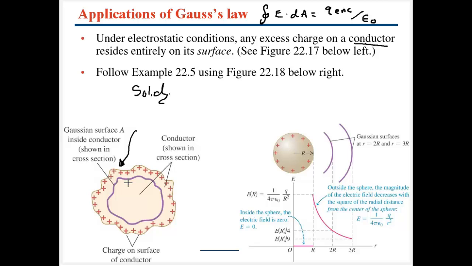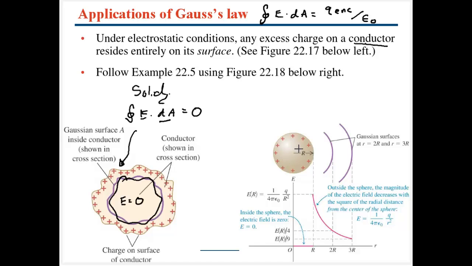Now suppose we went ahead and we drew a Gaussian surface inside of this solid conductor. What we would observe is there's going to be no charge enclosed. Therefore, this integral of E dotted with dA must be equal to 0. The only way for that to happen is that the electric field inside of a solid conductor must be equal to 0. There's no way for dA to be 0. So that's a very powerful application of Gauss's law.